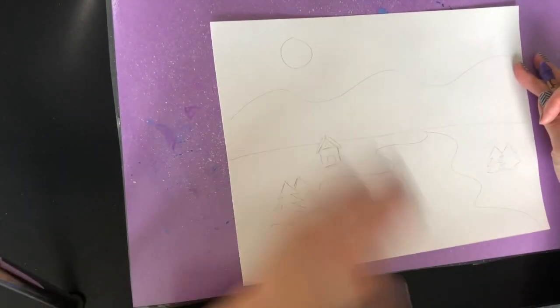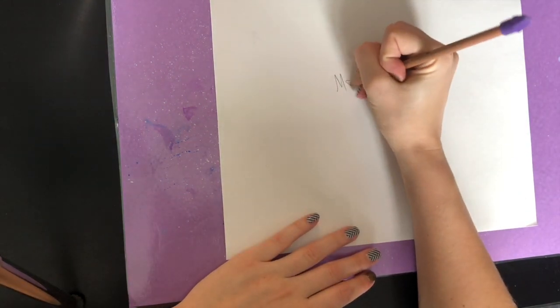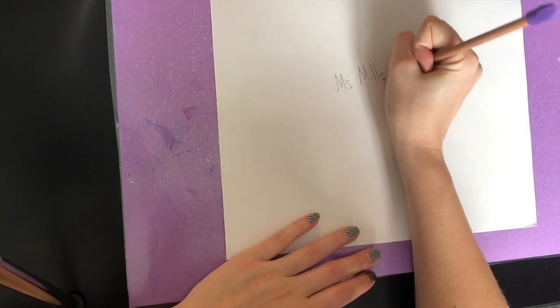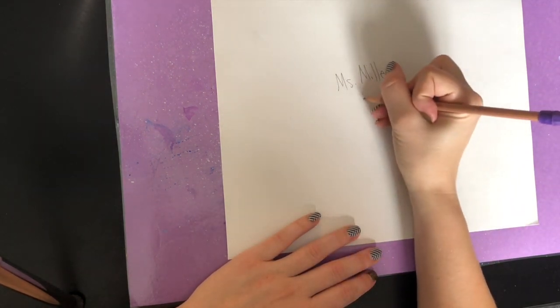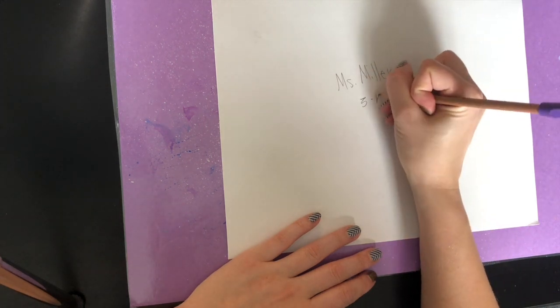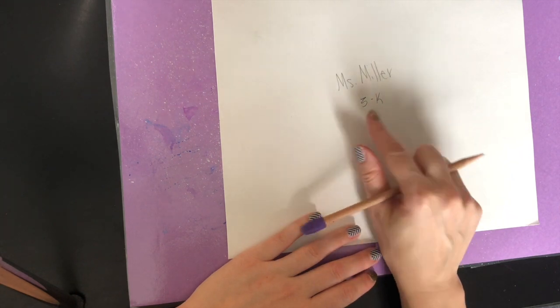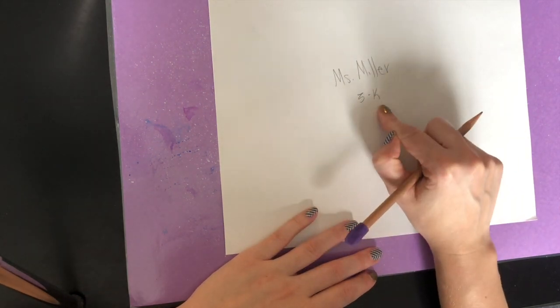So I have this sketched out the way I want it to. I'm going to brush off my stuff. Oh, I forgot to do something. Write my name on the back and my class code. So let's say that I am in 3rd grade, so I'll write 3- and let's say I'm in Miss Kim's class, K. So 3-K.